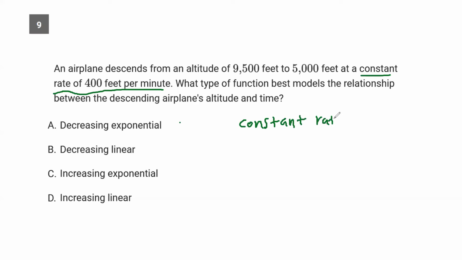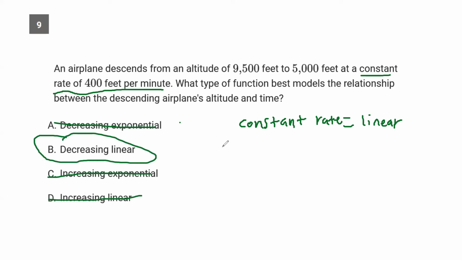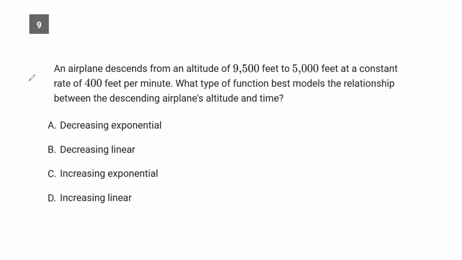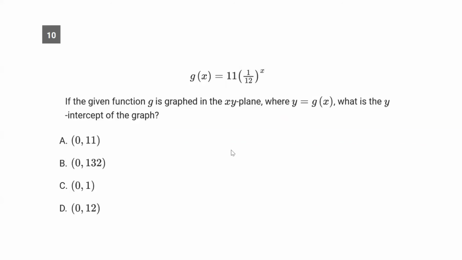And then we have that it's descending, right? So that means it's going to be decreasing. So we're not going to have exponential, and we're not going to have increasing. We're going to have decreasing linear, okay? And you can just imagine it, right? If you graphed it out, it's at 9,500 feet, and then it's climbing down. Okay. So now we'll go on to number 10.